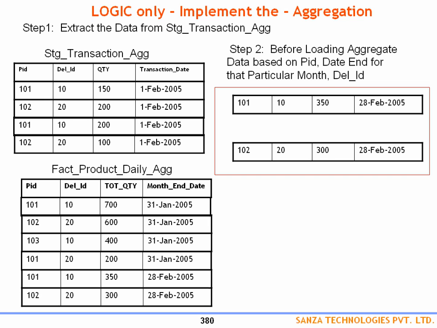So on 2nd February, when I see the data, or on 4th February, if no new transactions happened for the same combination, product ID, dealership ID in that month of February, I will see this data cumulative in my total quantity. This type of load is called incremental aggregation. How to do it in Informatica we'll discuss next. This is called incremental aggregation.